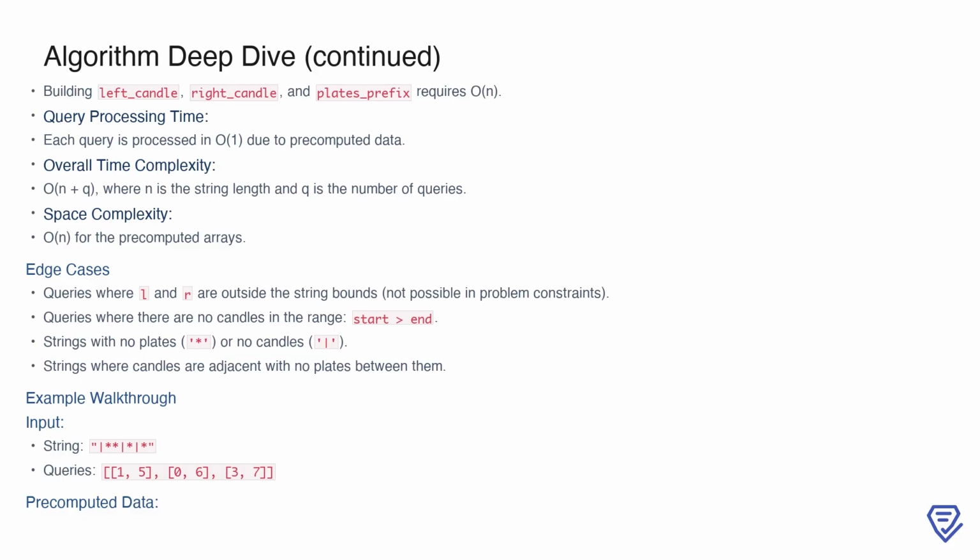It's also important to consider edge cases. These include scenarios such as queries where there are no candles in the specified range, resulting in start being greater than end, strings with no plates or no candles, and cases where candles are adjacent, leaving no space for plates between them. Proper handling of these edge cases ensures the robustness of the solution.